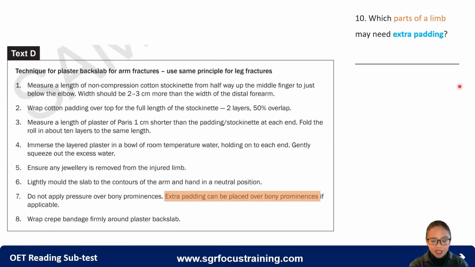Now again, now that we found the answer, go back to the question, read it again, make sure you understand what you're looking for. In here, we're being asked for the part of the limb, okay? So which part? So that means the body part. So when we look in here, we can see that that body part is the bony prominences, okay? Nice and easy, okay? I hope everyone found that one.